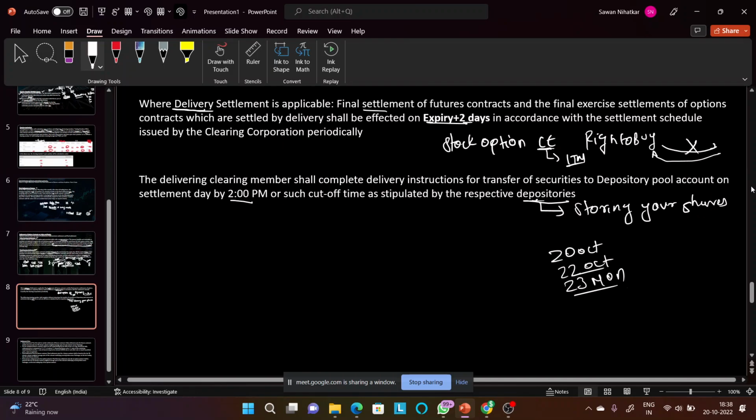Okay. Now, this is not in our syllabus, but let me tell you, most people get this thing. तो जब आप stocks में trade करते हो, you have two different accounts. One is your demat account, and another one is your trading account. So trading account वो होता है, and let's say third one is your bank account.